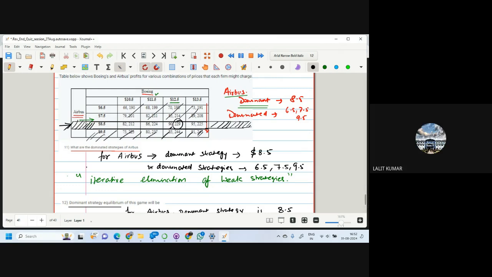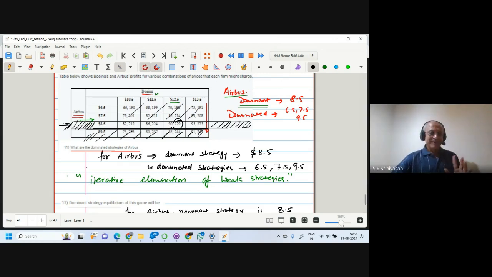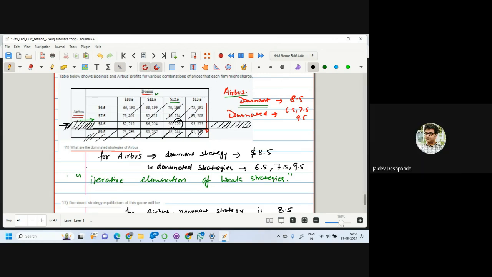Jaidev is doing the game theory course also, right? So that is exactly the advantage I have, thankfully. So Airbus will play only in this row, and in this row, Boeing's dominant is 229. Correct, exactly. Thank you so much.